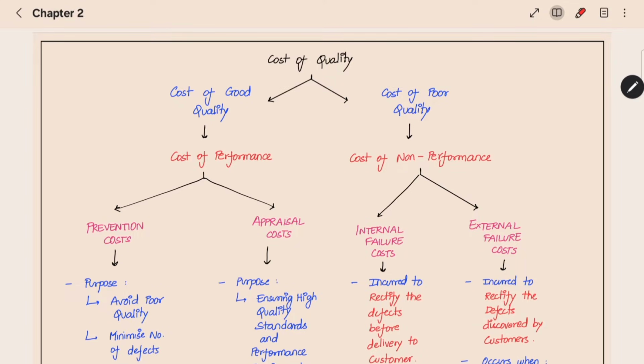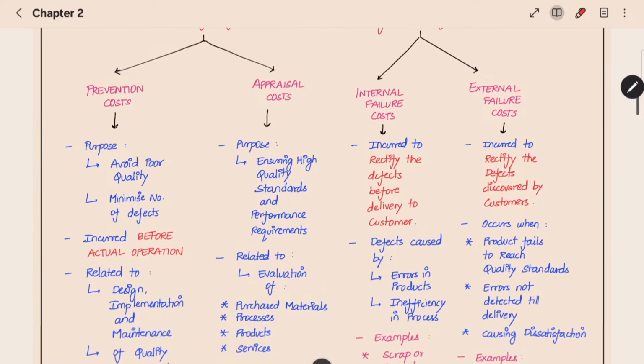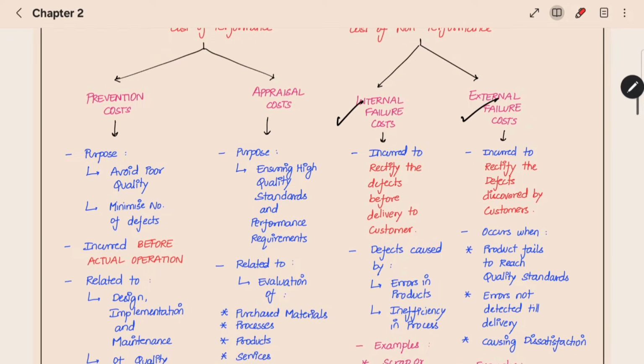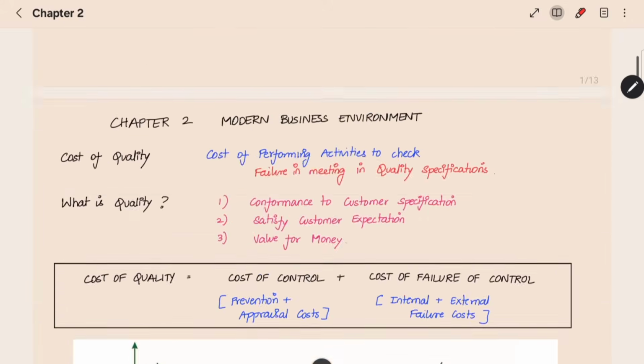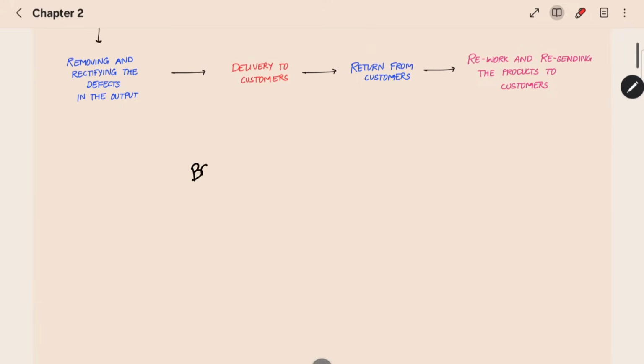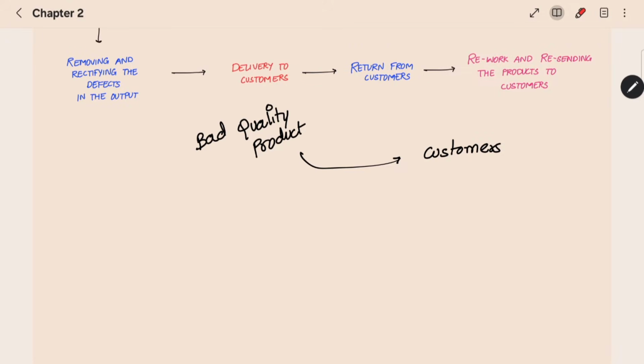The next thing is cost of poor quality. In the cost of poor quality, we have two types: internal failure and external failure. Internal failure means, in the cost of bad quality, you are producing a bad product. After producing the bad product, you are incurring some cost or loss. That is called the cost of bad quality. That bad quality product you might send to customers.